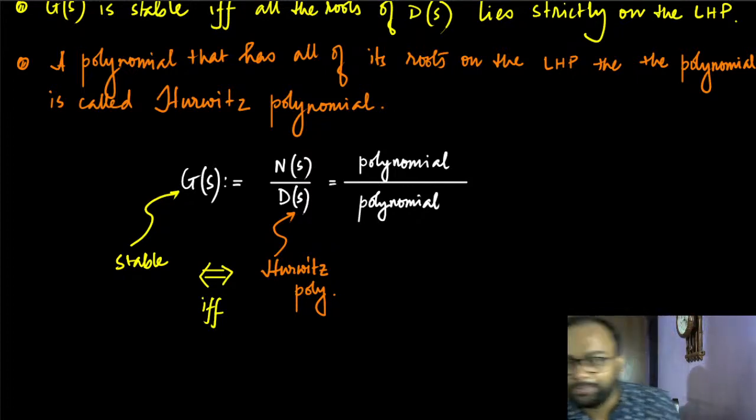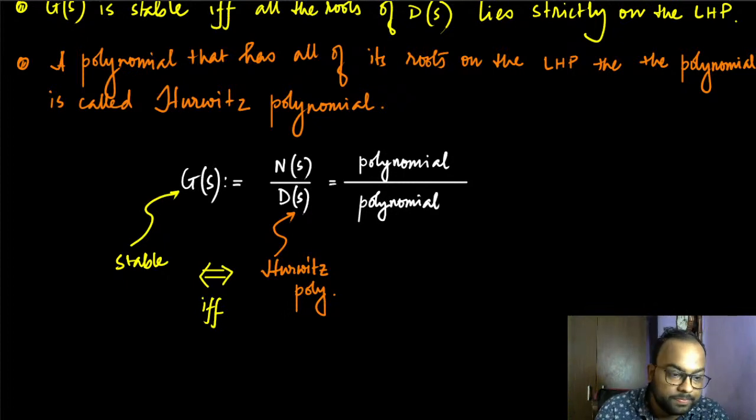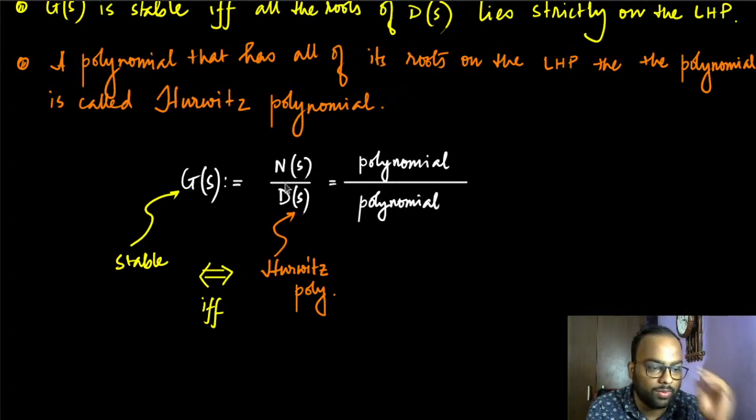All right, sorry for the delay. So that is something we are discussing. We are discussing what Hurwitz did. He figured out a way in which one can determine whether a polynomial has all of its roots in the left half plane or not. That is something Hurwitz figured out, and that's why the polynomial is known as a Hurwitz polynomial.